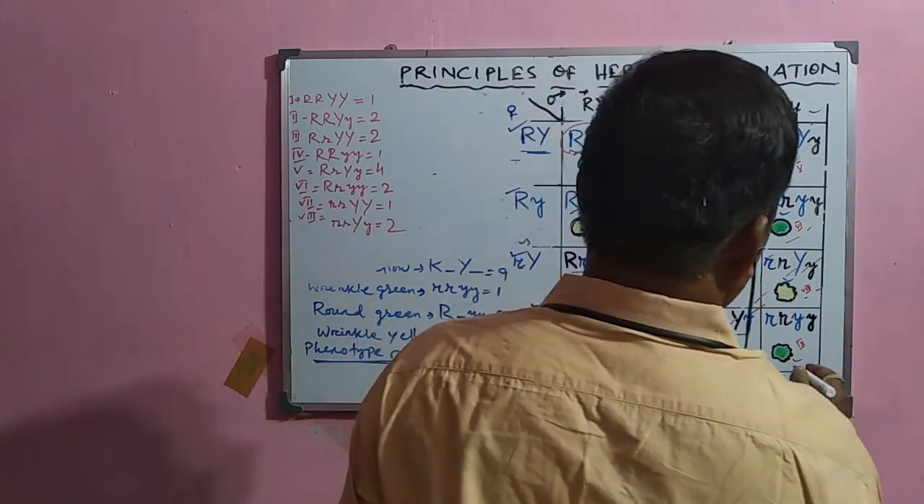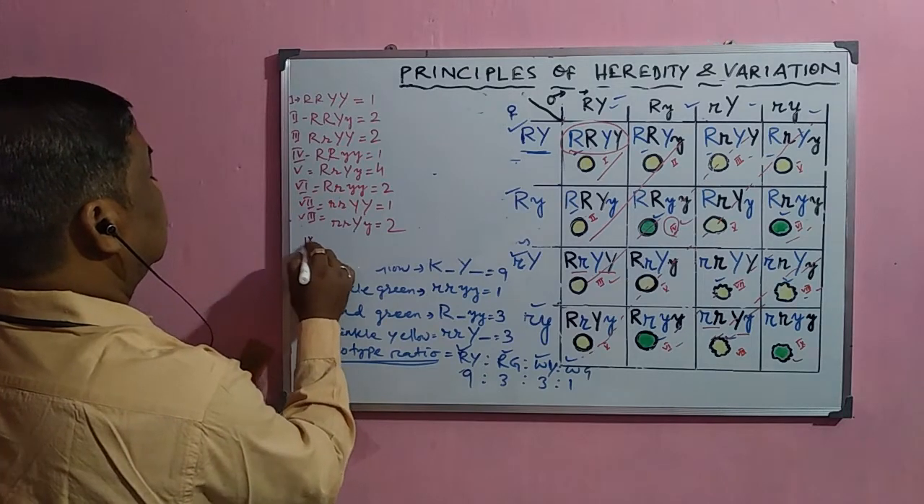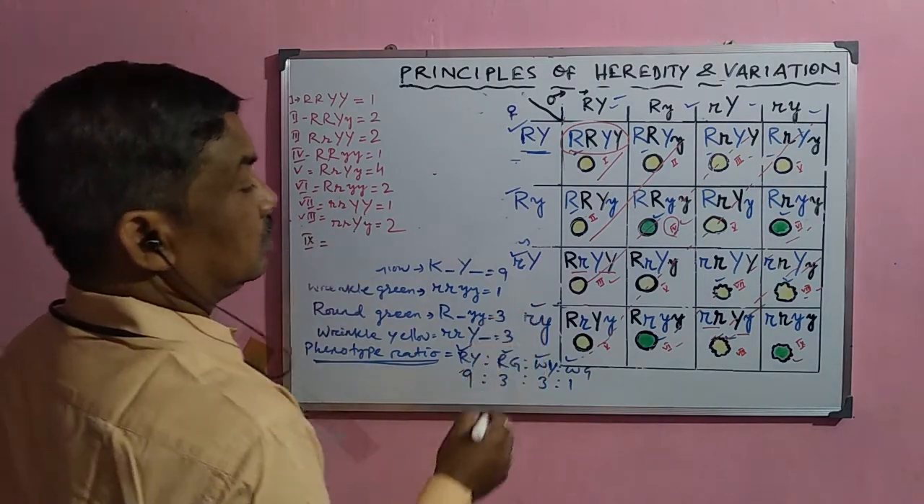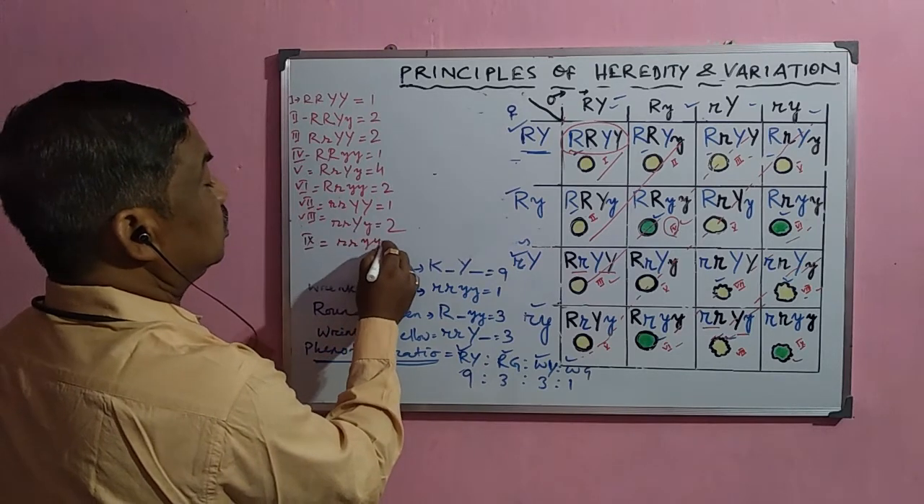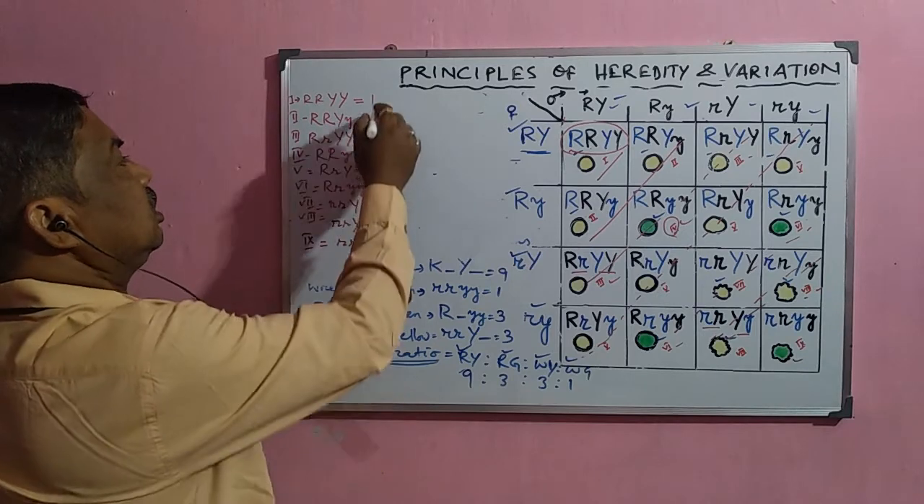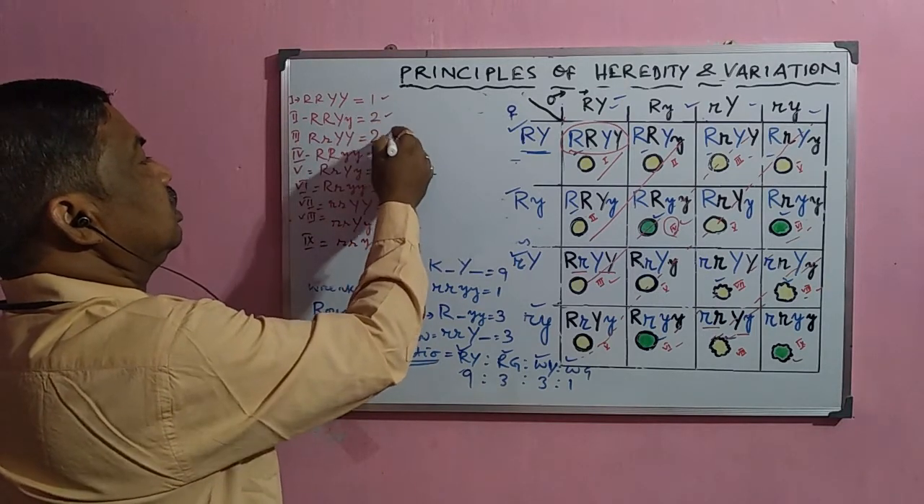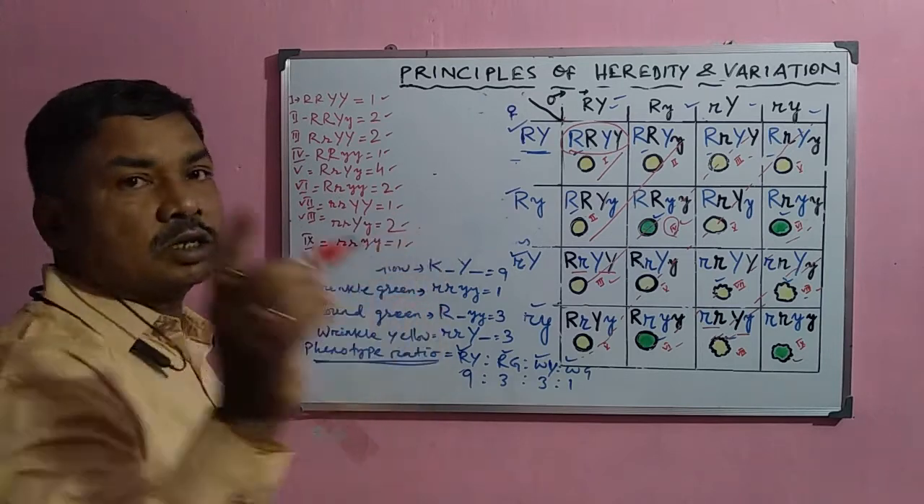Now last one, that is your ninth genotype. This is equal to your small r, small y. So this is 1. So in this way, these are the genotypes which are observed in the dihybrid cross result.